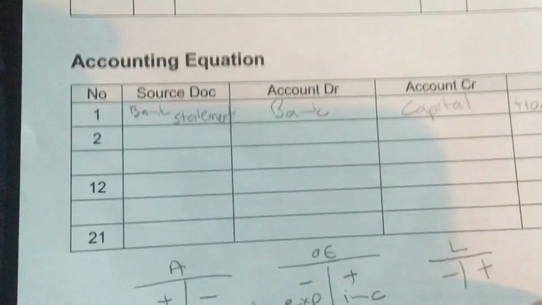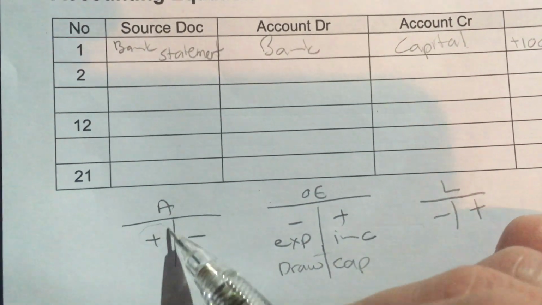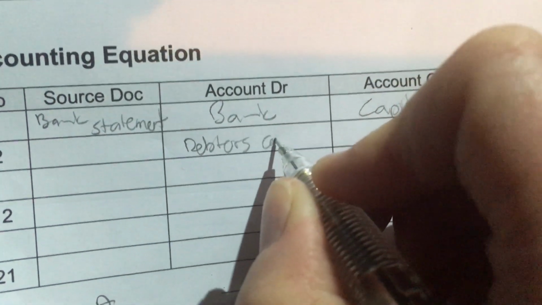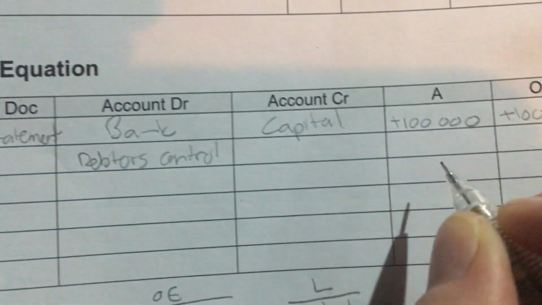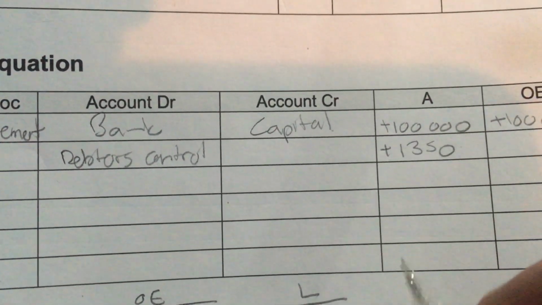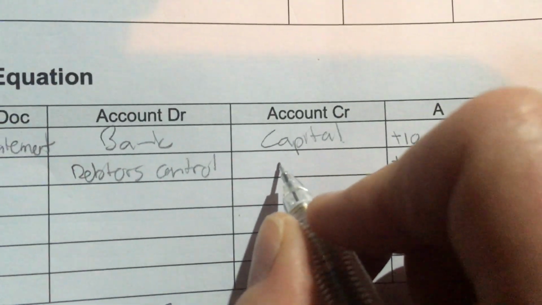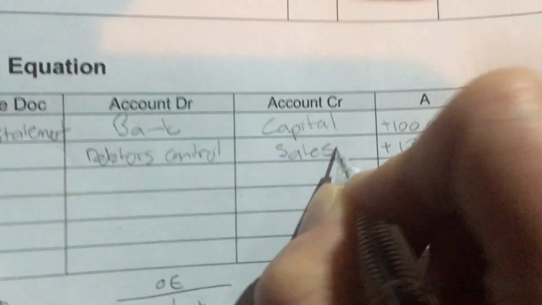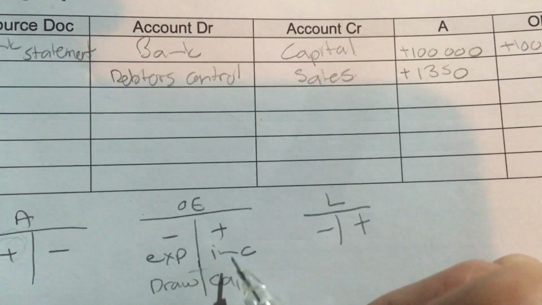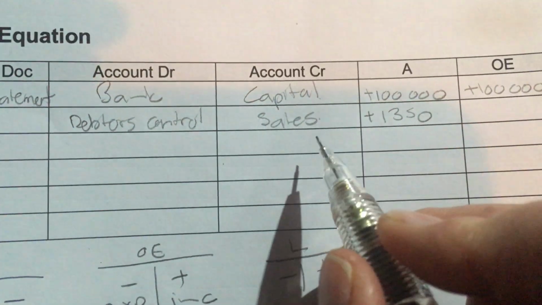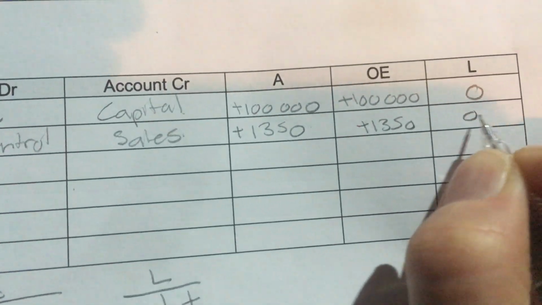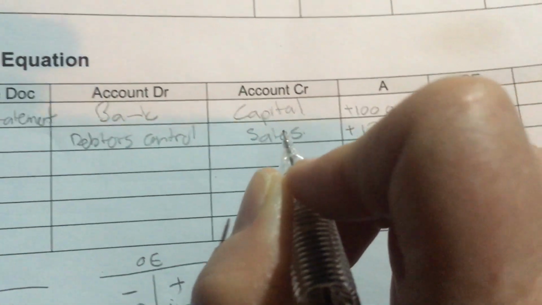So first things first, the debtor is an asset and owes you more money. So you are going to debit debtor's control. Okay, debtor's control is an asset and he owes you more money. Why does he owe you more money? Because you sold something to him. Sales is an owner's equity income, and incomes increase your owner's equity on the credit side. Increase your owner's equity. 0 plus 1350 equals 1350. There's a debit and a credit.